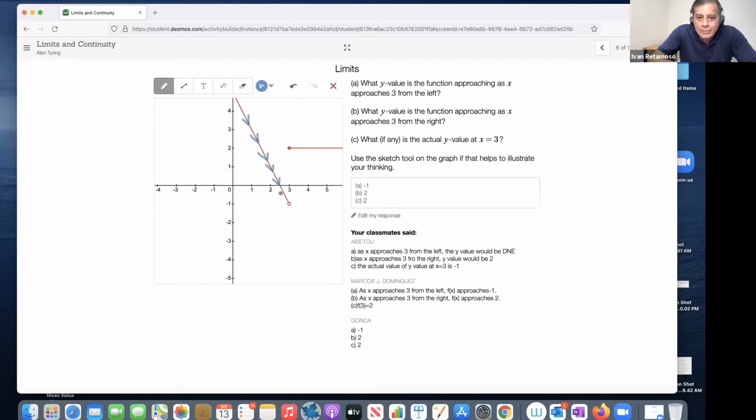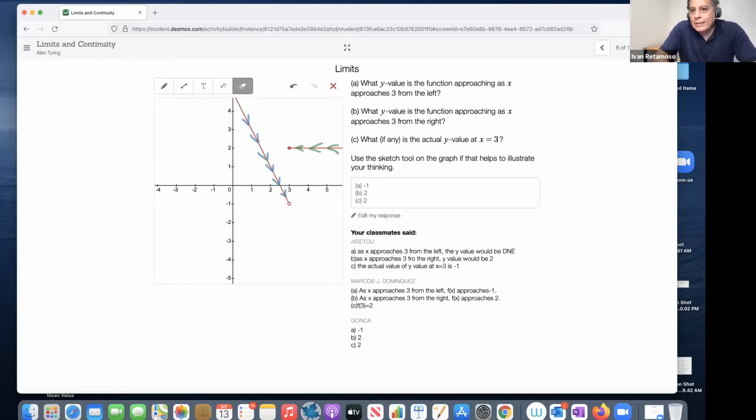I am using the mouse here with this tool. So clearly this shows -1 here. Then from the right, you can change the colors. Let's say you use green. From the right, you're going this way, and clearly you are approaching 2. The evaluation, however, at 3 equals 2, because of this solid circle. If you don't like something, you can erase this dot. So feel free to use this, guys. This is for straight lines. Yeah, very good.